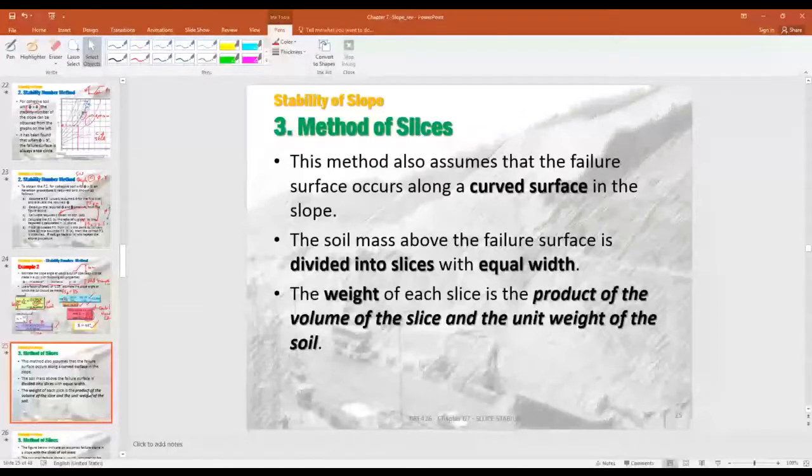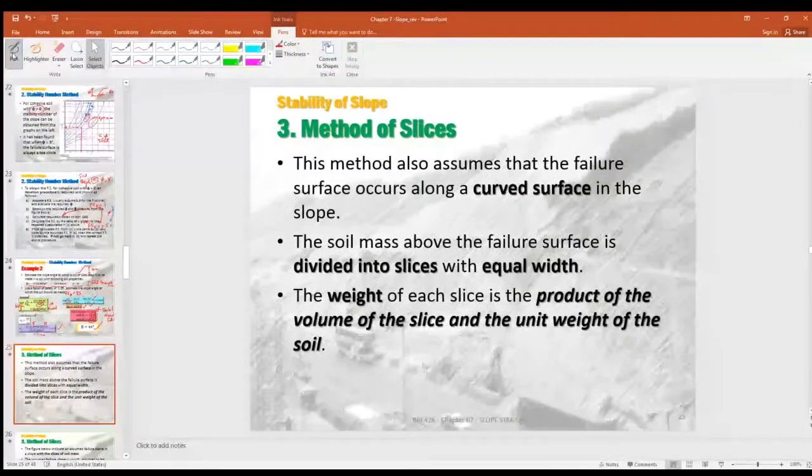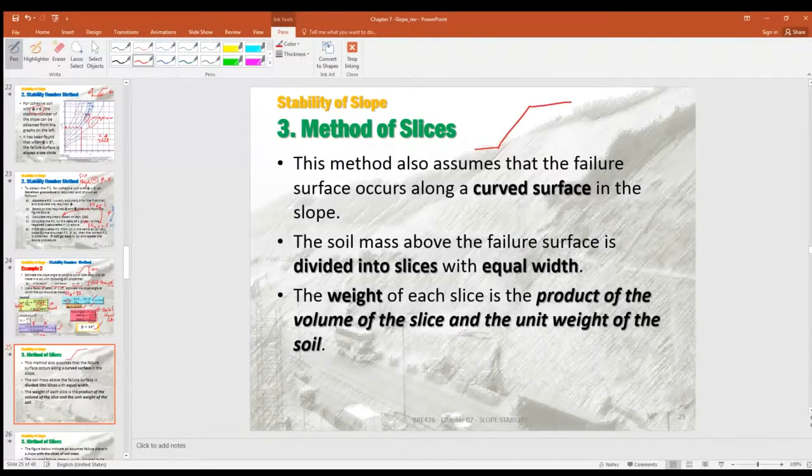In other words, the examination expects you to cut the slope into several slices and perform the calculation. For actual practice, this method will be performed by computer because the slope will be cut into many, many slices in order to achieve a more accurate result. For this method, there are some advantages over the other methods. First of all, you may have a non-circular failure surface. Now that's good.